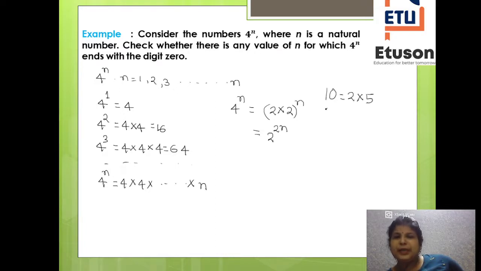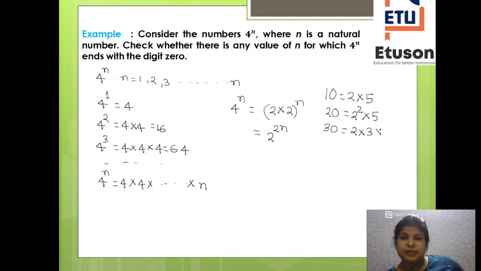Okay, now you take another number, suppose it is 20. So 20 is what? 20 is 4 into 5, that means 2 square into 5. Correct or not? And suppose I write 30. So what is 30? 30 is 6 into 5, so I can write the prime factors like this: 2 into 3 into 5. Correct or not? So in every prime factorization of a number that ends with the digit 0, 5 should be one of the prime factors.